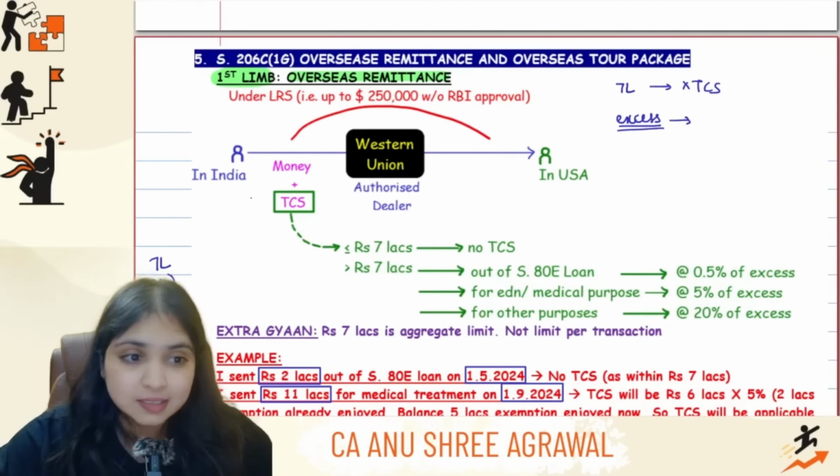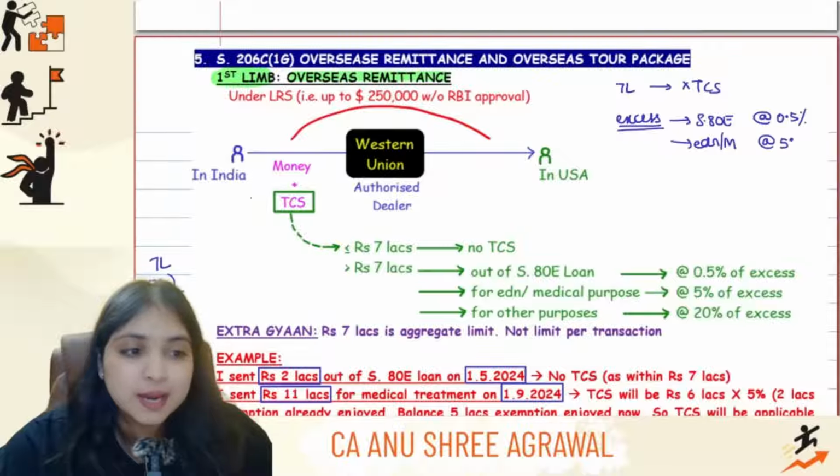If this excess is relating to a section 80E education loan, then on this excess the TCS rate will be 0.5%. If this excess is relating to some education purpose or medical purpose, then the TCS rate will be 5% of this excess. If the excess overseas remittance is relating to any other purpose, then the TCS rate will be 20% of this excess.